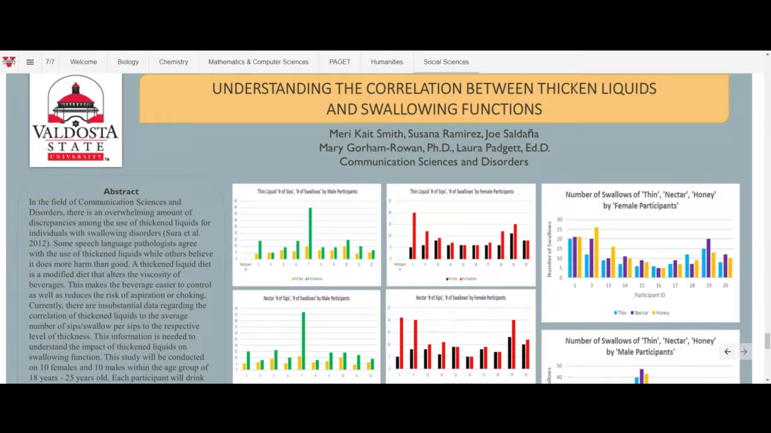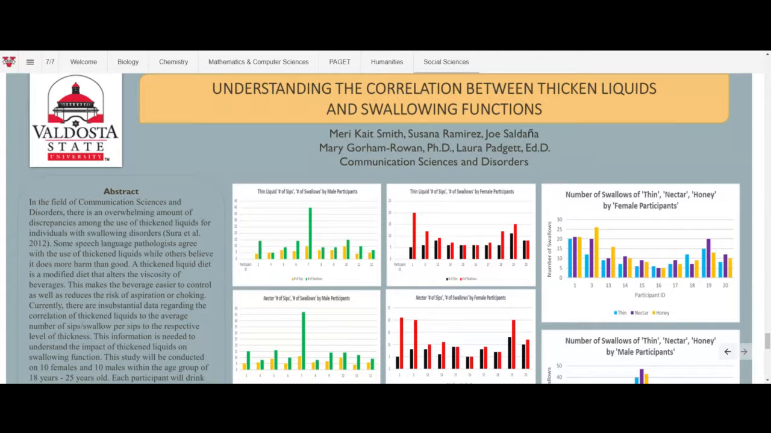So what we had was 240 milliliters of just regular plain water, 240 milliliters of honey thick liquids, which is about 4.5 teaspoons of the powder that makes it honey thick. And then we had 240 milliliters of what would be considered nectar thick water, which is about 3 teaspoons of the powder. You stir it up, and we gave them to each participant at random.